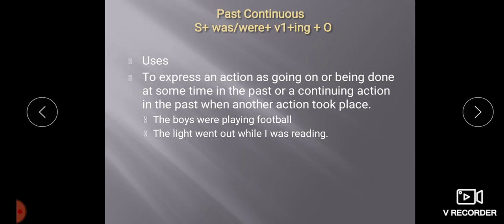So, the boys were playing football. That means now the action is over, but for a certain point of time they were continuing doing it. Then, the light went out while I was reading. So, when I was reading, the light went out. Something happened in the past. When he was reading, the light went off.